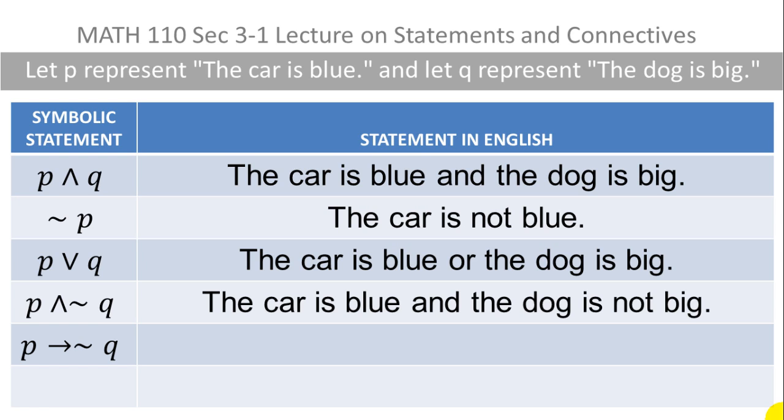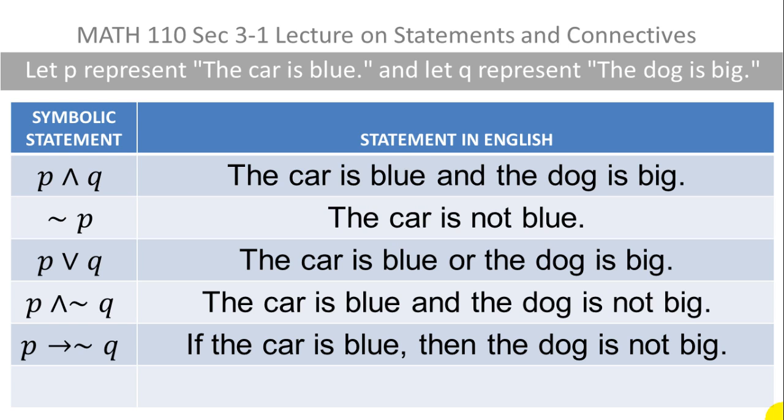Now what if I use the implication? Remember, the right pointing arrow is the implication, or if then. So again, it's the same as the one above it, except I take the and out and put an if then connector in there. So it still uses the car is blue and the dog is not big, but I take the and out and replace it with the if then phrase. So it becomes if the car is blue, then the dog is not big.